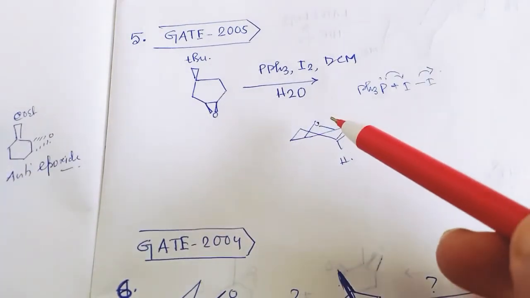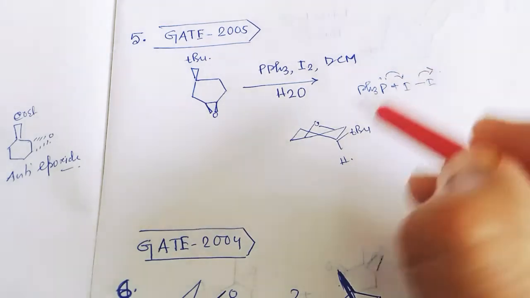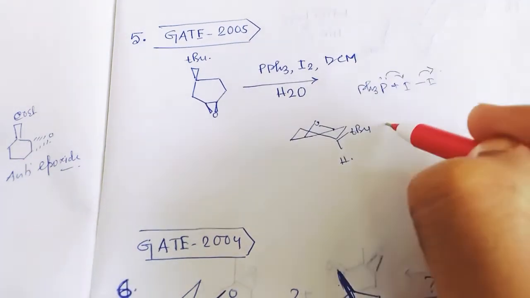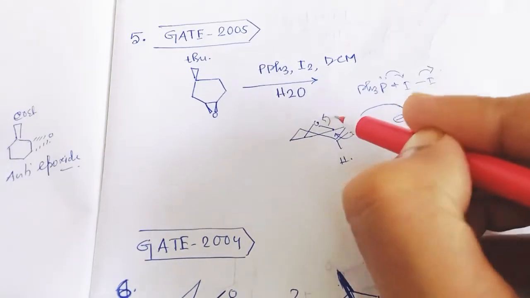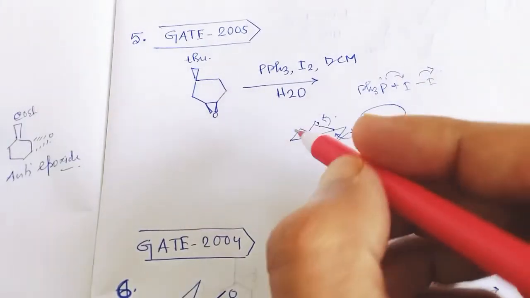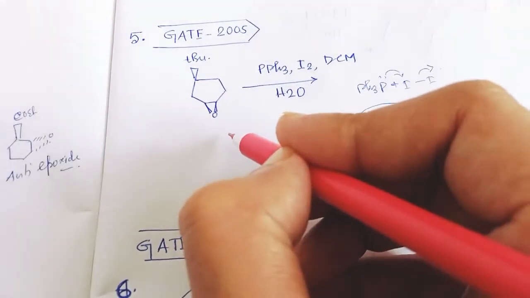This is an above epoxide, so I minus will attack from the below position, which will be the suitable center. Okay, or you can simply predict from the cyclohexane chair form like this.